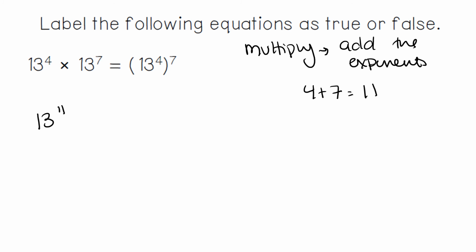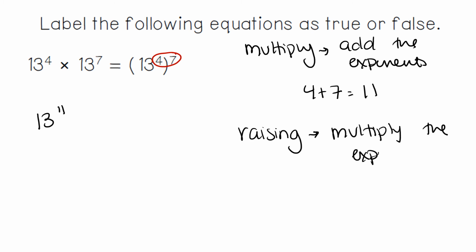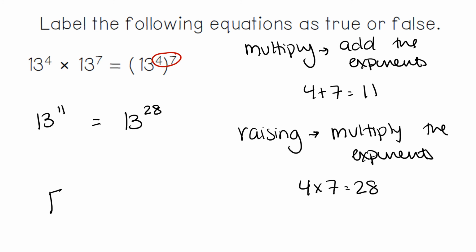On the right-hand side, we have our exponents that are side by side, which tells us that we are raising to a power, meaning we are going to multiply the exponents. When we multiply 4 times 7, we would get 28. 13 to the 28th power. Our two sides do not match, the 13 to the 11th and the 13 to the 28th. So this is going to be a false statement.